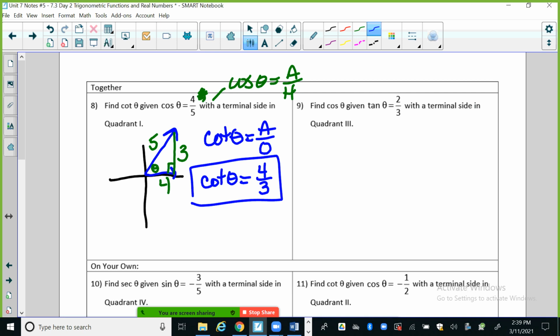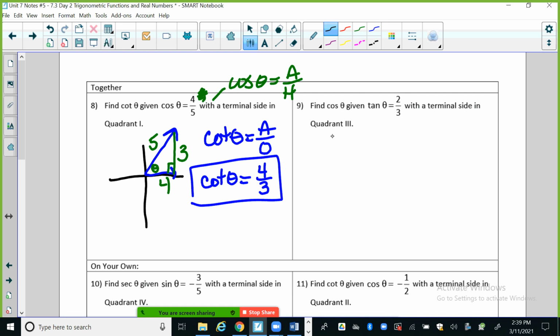Problems like these, again, are very common on the ACT and the SAT. Because you think, I need to know what theta is to know what the cosine is, I need to know what theta is to know what the cotangent is, but you don't. You don't actually need to know what that angle is in order to answer these problems. All right, we'll do one more together.